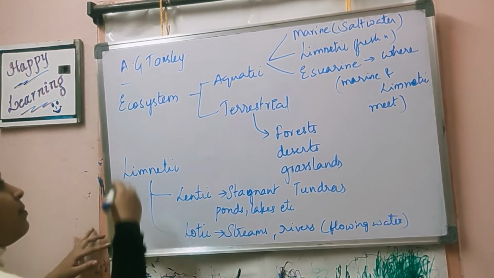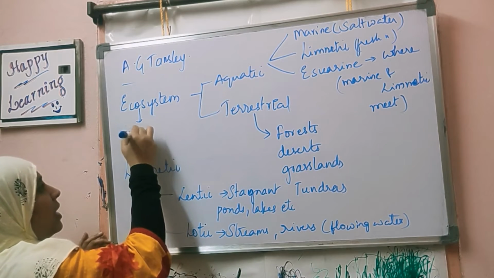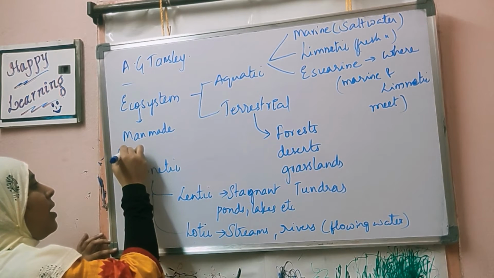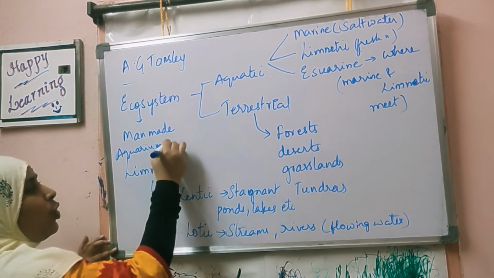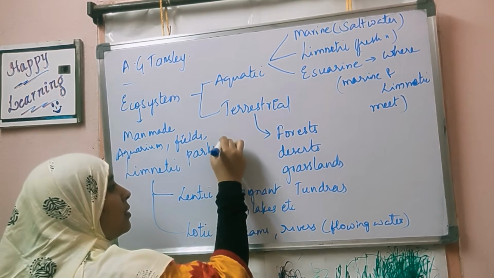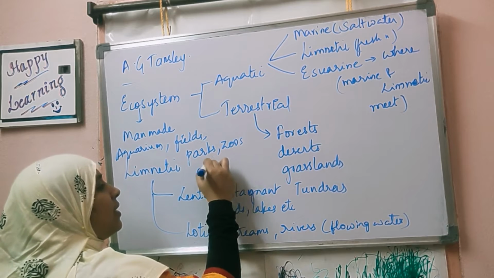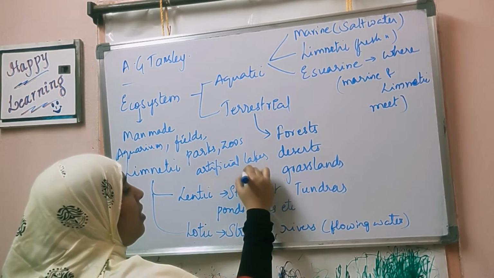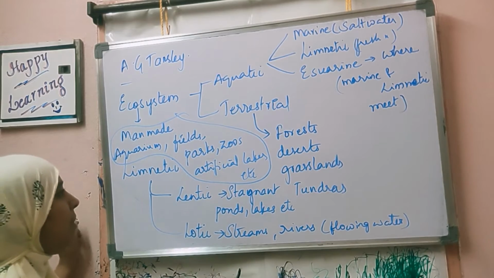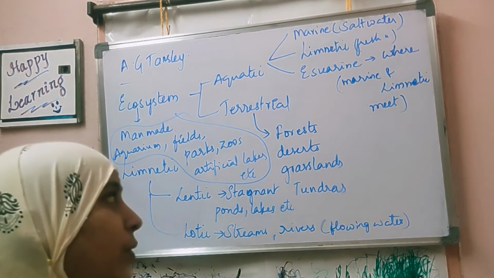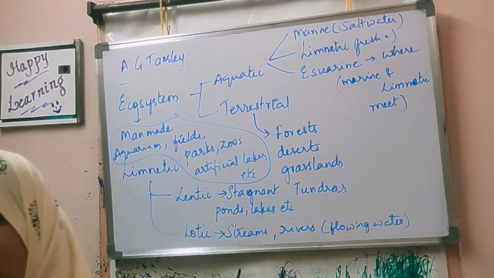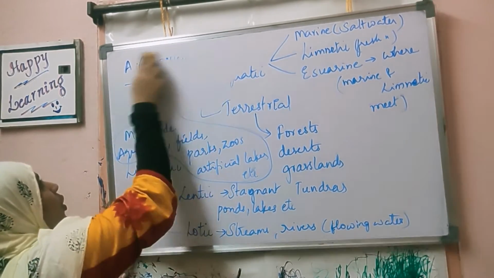Apart from all this, we have some man-made ecosystems also. These are natural ecosystems and man-made ecosystems. For example, aquariums, crop fields, parks, zoos, artificial lakes, etc. are all man-made ecosystems. Okay. So, from aquatic ecosystems, we will discuss the pond, and from terrestrial ecosystems, we will discuss the forest. Pond first.